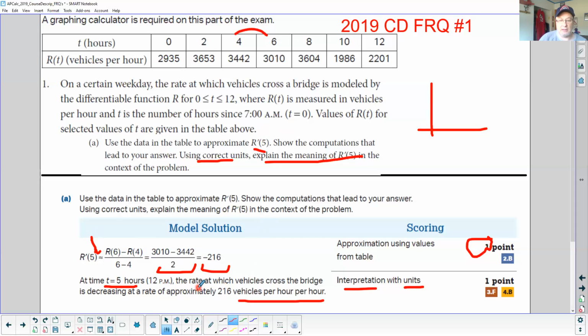But then here's the key also with this interpretation. You need the at 5, and it's the rate at which vehicles cross the bridge is decreasing at a rate of 216 vehicles per hour. So if you just said like was going down and you didn't have this first rate in here, as long as you said it's decreasing at a rate of with the proper units, they give that to you. But that's your second point. Part B.